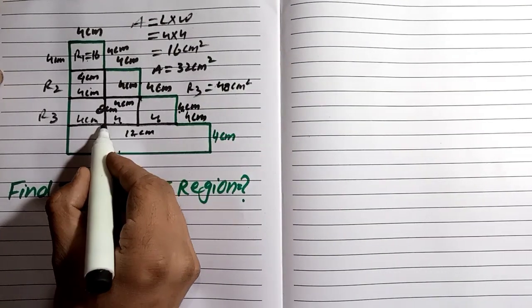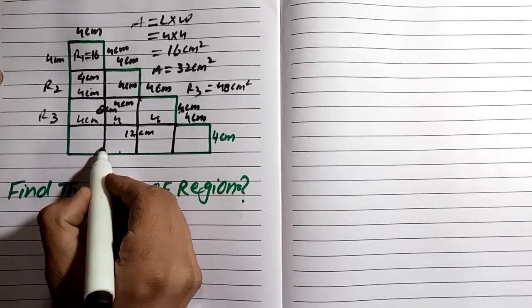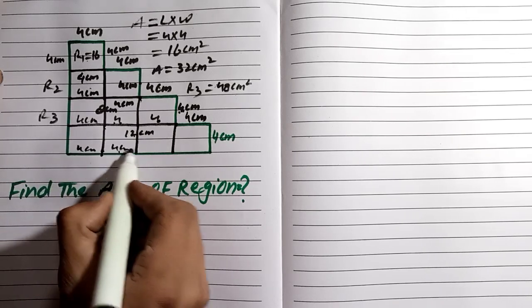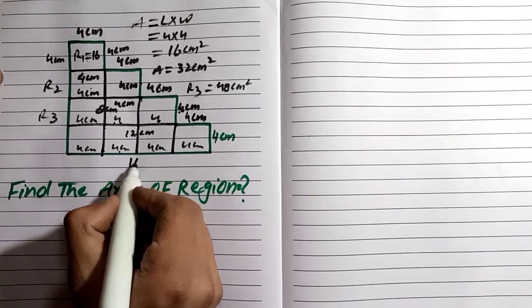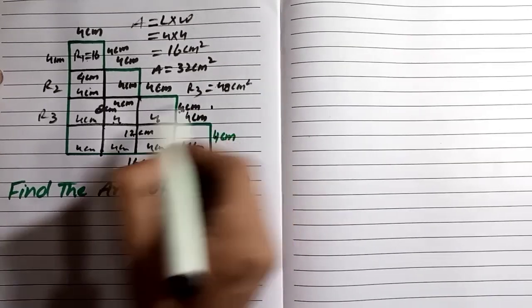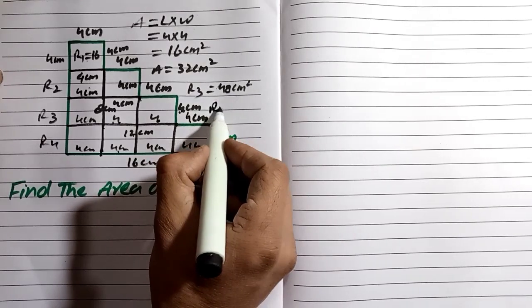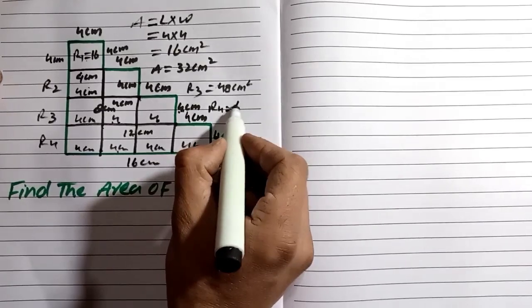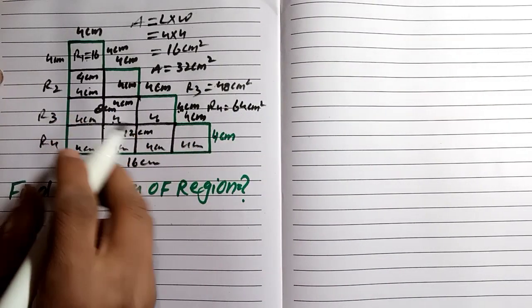So in this region, each part will become 4 centimeters, 4 centimeters, 4 centimeters, 4 centimeters. So total will become 16 centimeters. So this is 4, 16 multiplied by 4. We have region 4, whose area will become 64 centimeters square. So we can find the area of each region.